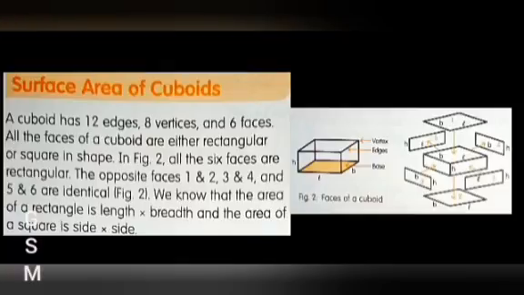Surface area of cuboids. A cuboid has 12 edges, 8 vertices and 6 faces. All the faces of a cuboid are either rectangular or square in shape. In the figure, all the 6 faces are rectangular. The opposite faces 1 and 2, 3 and 4, and 5 and 6 are identical, as shown in the figure. We know that the area of a rectangle is length into breadth and the area of the square is side into side.